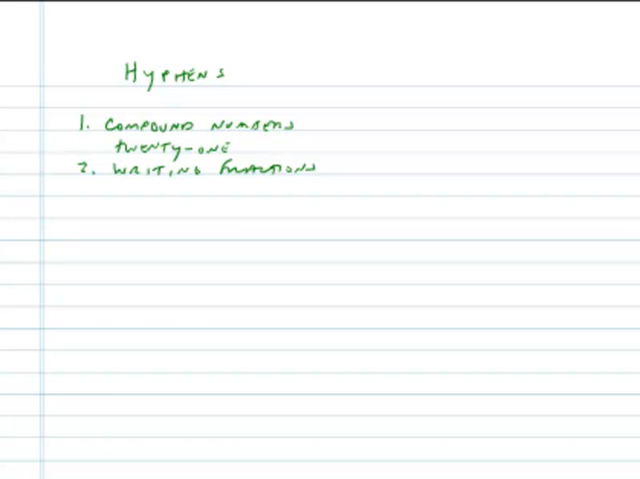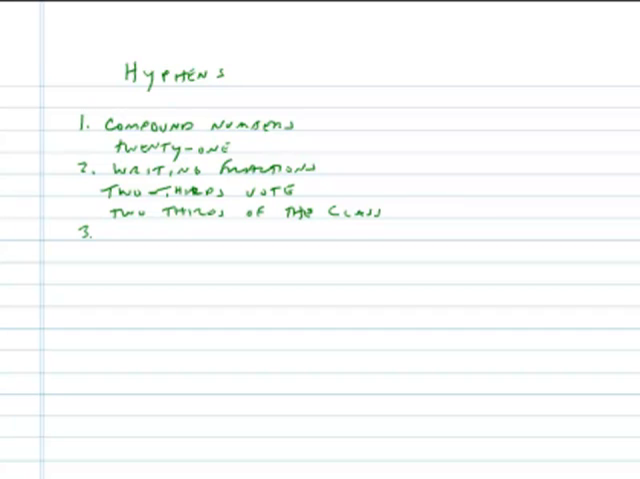That are used as an adjective, so 2/3 vote would be hyphenated. But if you said 2/3 of the class, it would not use the hyphen, because 2/3 is being used as a noun in that situation. But in this situation, it's being used as an adjective.